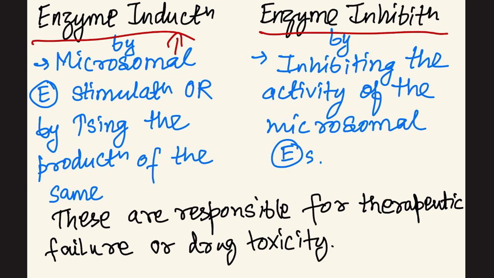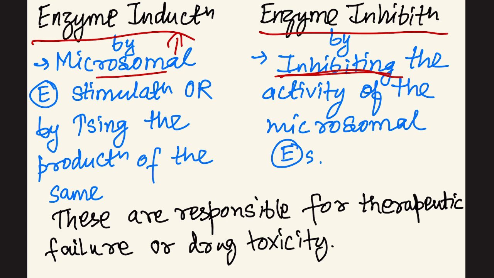There are several drugs which act as enzyme inducers. Then we have enzyme inhibition. It is just the opposite of enzyme induction. Here some drugs will cause inhibition of the microsomal enzymes. As a result, it will decrease the metabolism of the drugs. So, enzyme induction and enzyme inhibition.